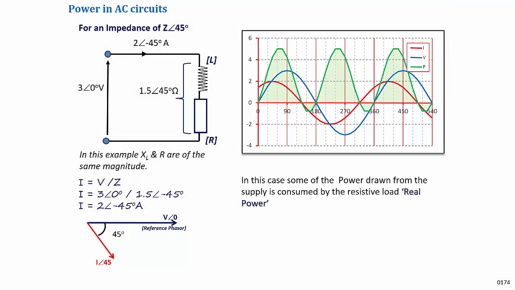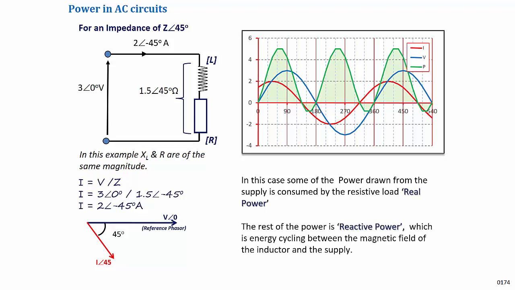In this case, some of the power drawn from the supply is consumed by the resistive proportion of the load and is real power. The rest of the power is reactive power, which is energy cycling between the magnetic field of the inductor and the supply.